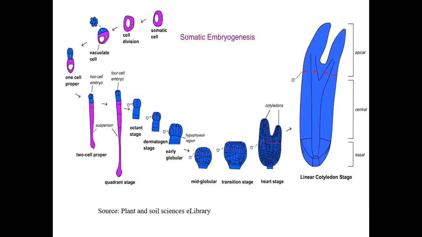Now, it's a very interesting and very conventional picture, where we get the distinct differences between the concept of zygotic versus somatic embryos. If you see, somatic cell development starts slowly from a somatic cell, which divides into vacuolated cells, and from one cell proper, development of a quadrant stage, octant, dermatogen formation, early globular, torpedo stages, and therefore the formation of linear cotyledonary stages.